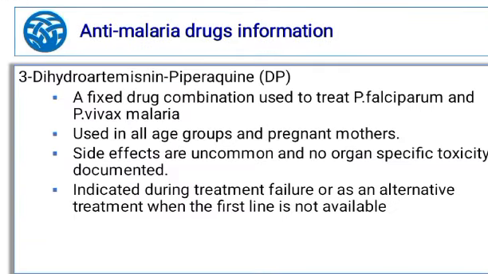Anti-malaria drug information. Dihydroartemisinin-piperaquine, DP, is a fixed-dose combination used to treat Plasmodium falciparum and Plasmodium vivax malaria, used in all age groups and pregnant mothers. Side effects are uncommon and no organ-specific toxicity is documented. It is indicated during treatment failure or as an alternative treatment when the first line is not available.